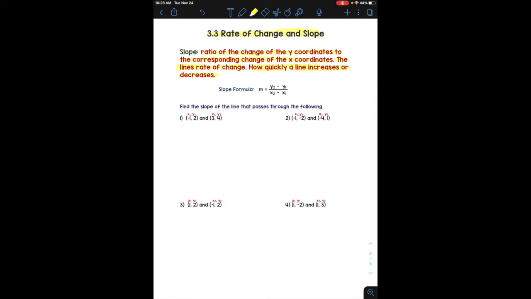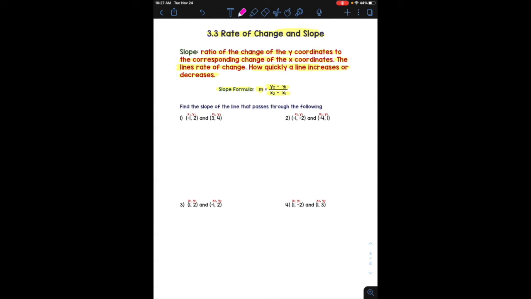In order to calculate slope, we have our slope formula. M stands for slope, and the way that we're going to calculate it is dividing the difference of the y values by the difference of the x values, or the second y coordinate minus the first y coordinate divided by the second x coordinate minus the first x coordinate.